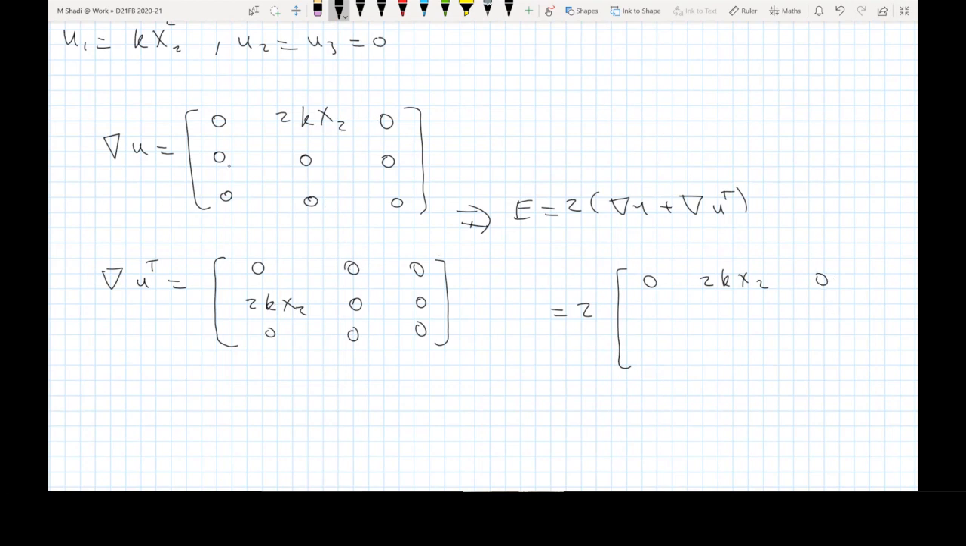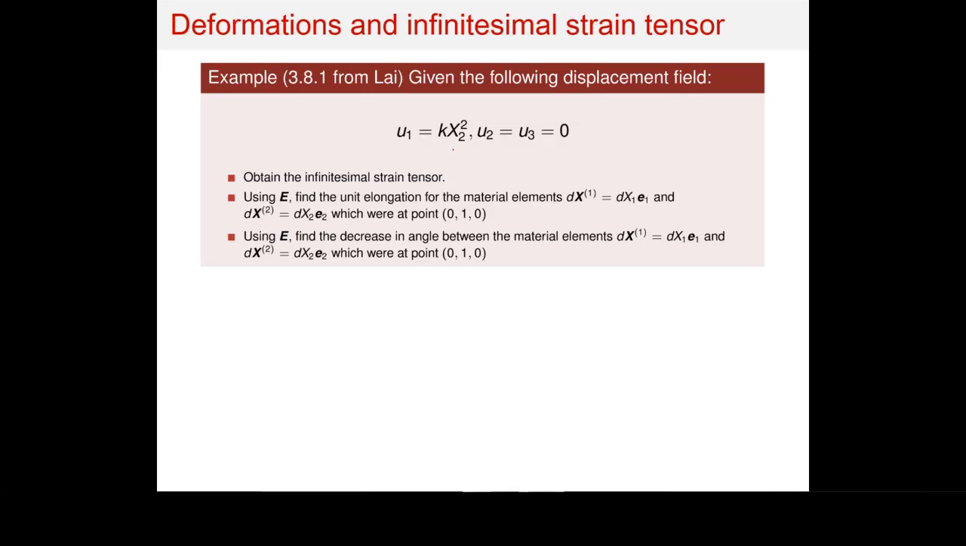Here you have 2k x2 added to 0, and 0, 0, 0, 0, and 0. Now, sorry, it is divided by 2. So this is a half, it is not 2. So the half will cancel with these 2's here. So I'm just going to cancel them. And then you have k x2, k x2. This is the strain tensor. All right? So this is the strain tensor.